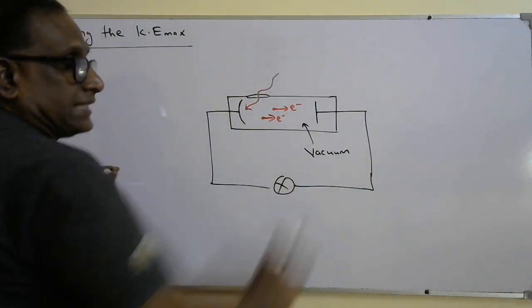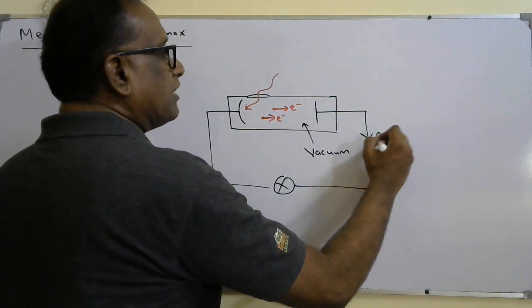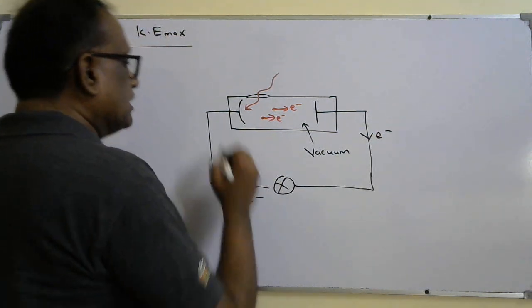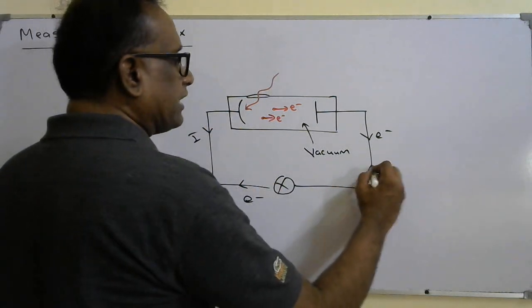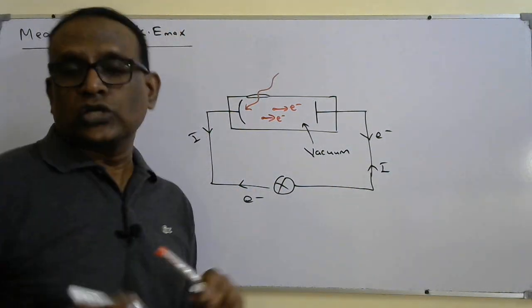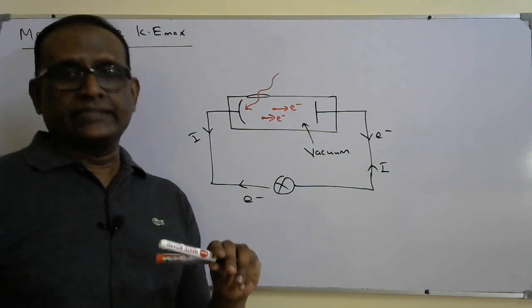So inside there will be an electric field. The electrons will be collected by the collecting electrode and the electrons will flow in this direction. So there will be current flow opposite to the direction of flow of electrons, that is called photocurrent. Current flow due to photoelectrons is called photocurrent.